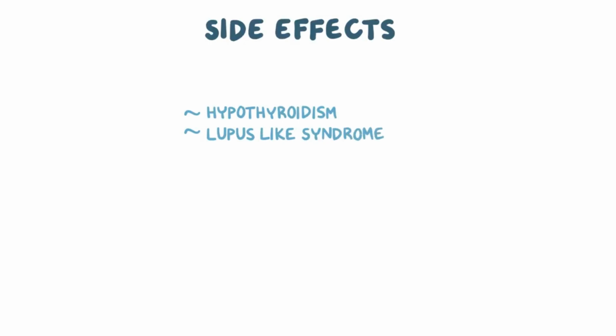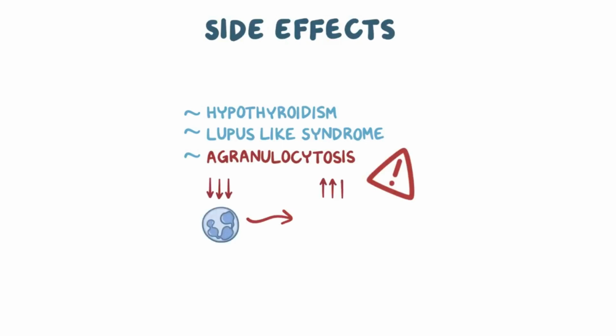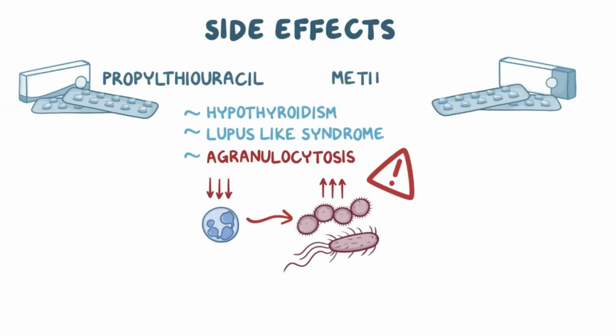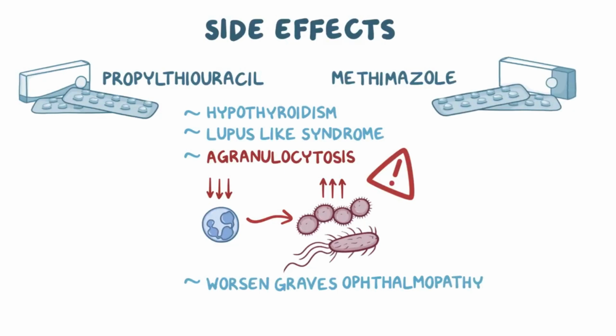The main side effects of these medications include hypothyroidism, lupus-like syndrome, and agranulocytosis. Agranulocytosis is the most dangerous side effect, since the decrease in neutrophils can make a person more susceptible to infections. Both propylthiouracil and methimazole also worsen Graves' ophthalmopathy. PTU's drug-specific side effect is hepatotoxicity and could cause liver failure.